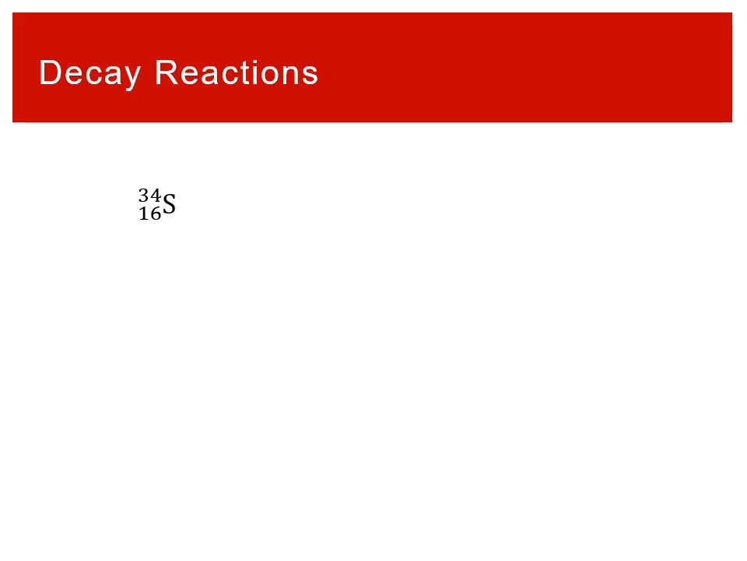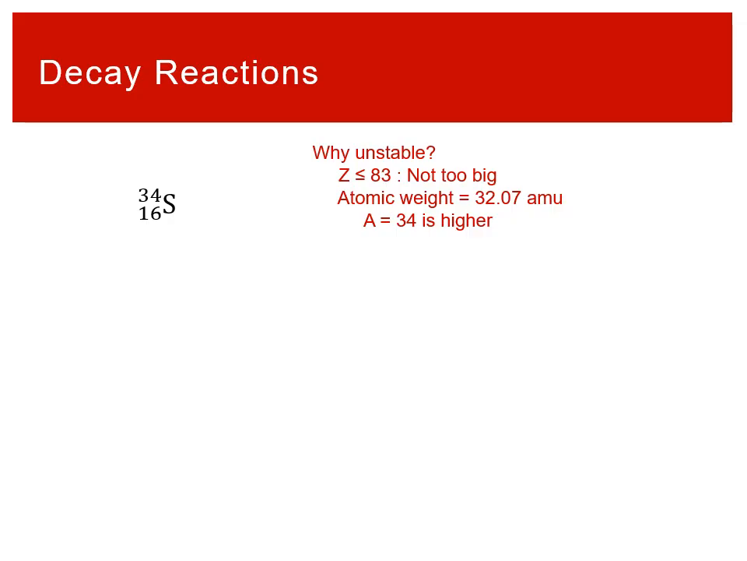Let's start with our sulfur 34. So whenever we are given our isotope symbol, we're going to figure out why is this thing unstable. If it's going to decay, why would it decay? Well, the atomic number is 16 here, so it's not too big. I don't have too many protons. When I look at the atomic weight on the periodic table, it's just over 32, 32.07. So that implies that the isotope 32 mass is probably the most stable.